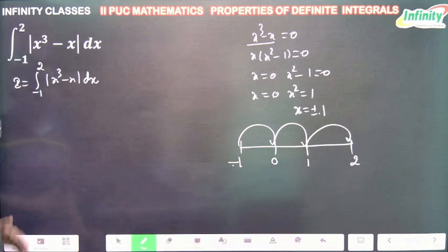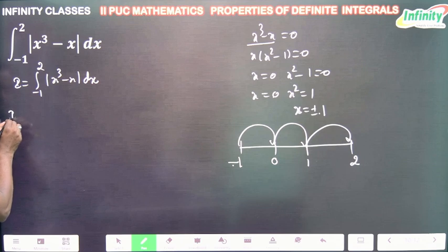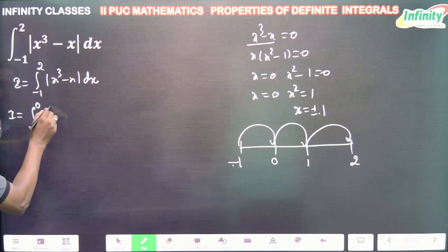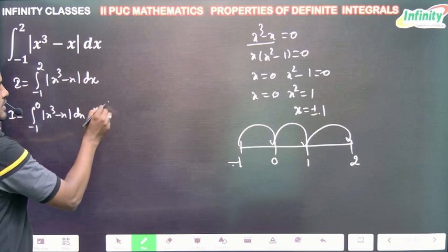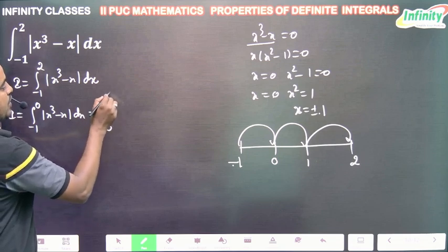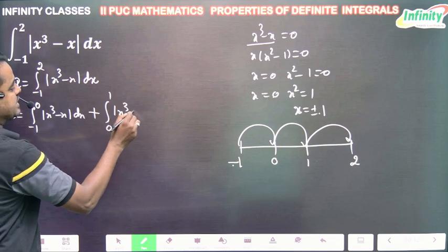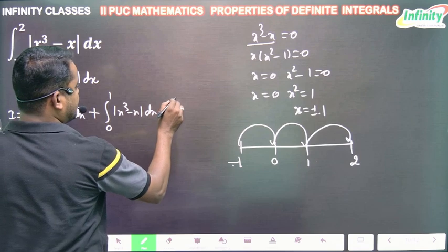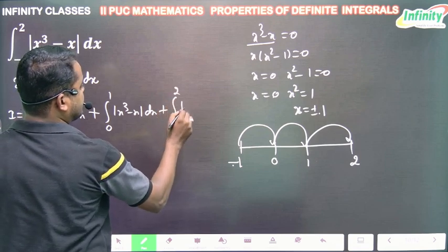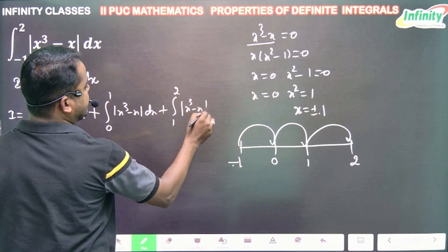Yes, first we have to write by the property, that is minus 1 to 0 modulus of x cube minus x dx plus 0 to 1 modulus of x cube minus x dx plus 1 to 2 modulus of x cube minus x dx.